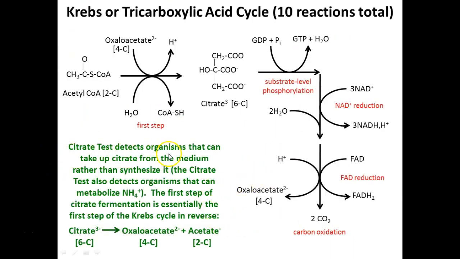So the citrate test detects organisms that can take up citrate from the media rather than synthesize it. So we're not saying, does the organism have the citric acid cycle, right? Can it make citrate? We're saying, can it take citrate from the media into its cell? Okay. When it does that, it's also going to metabolize and form ammonia. And the ammonia is actually what we use as an indicator for that test and causes the pH change that you see in that tube.